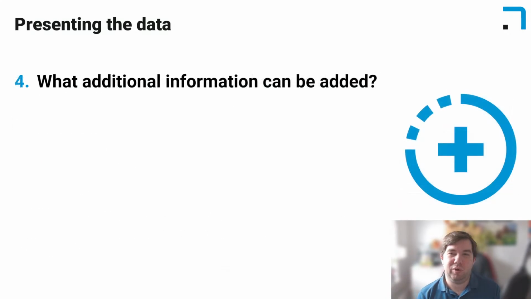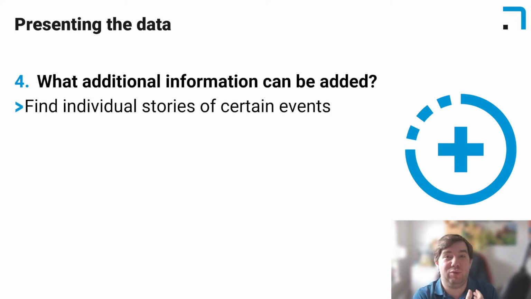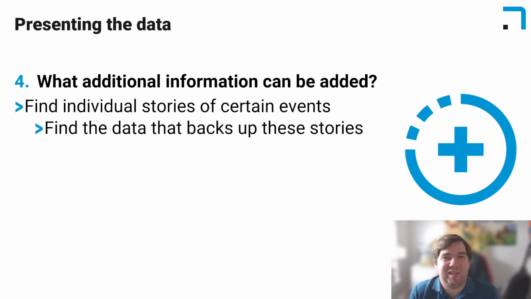Then, what additional information can be added? Well, going back to how we can prepare the data, this is where we look at our individual stories. We found our stories that explain why certain events happened, and the important thing now is to find the data that backs up these stories and how we present them.